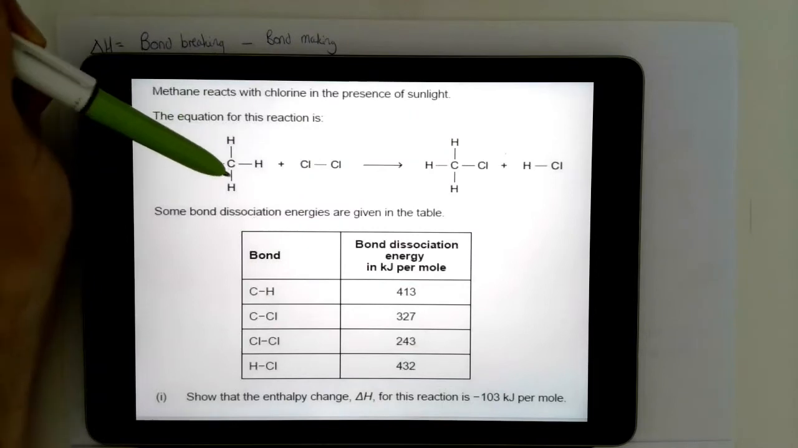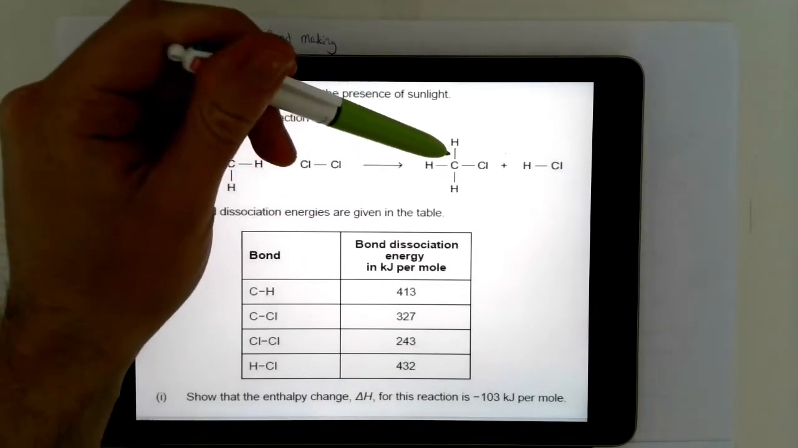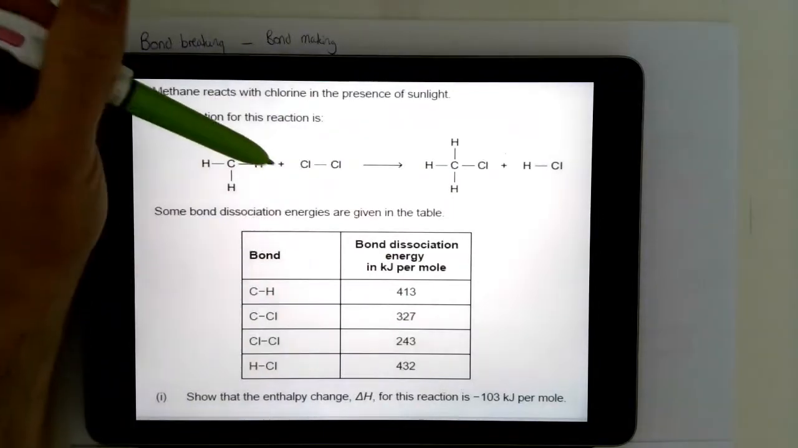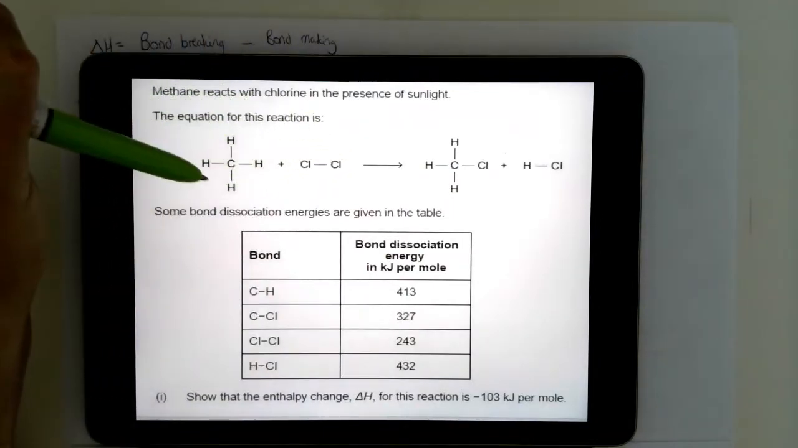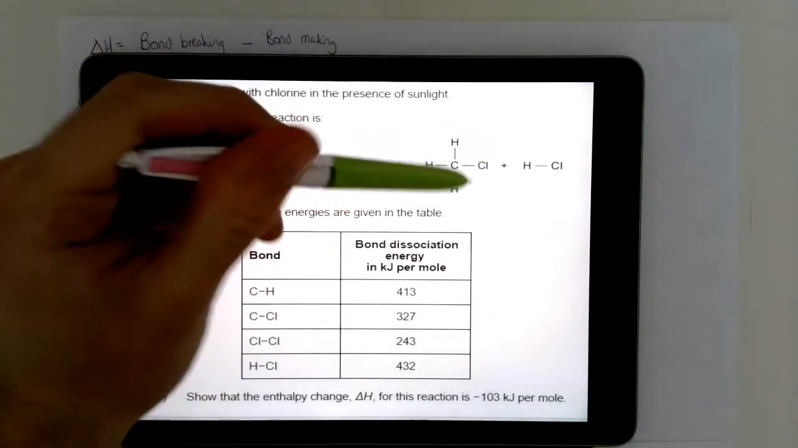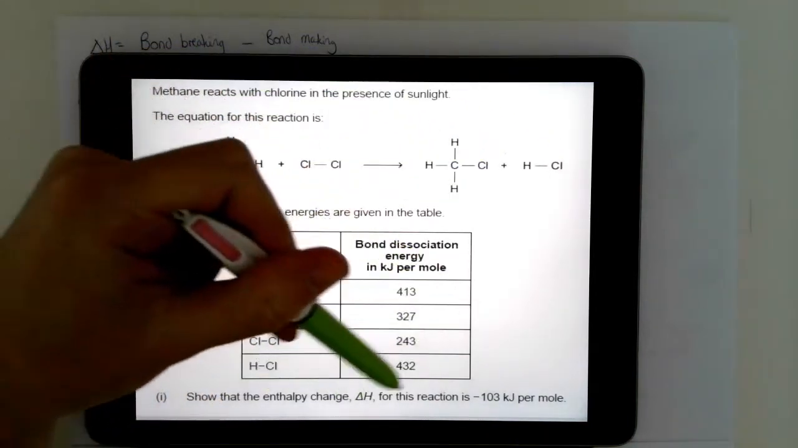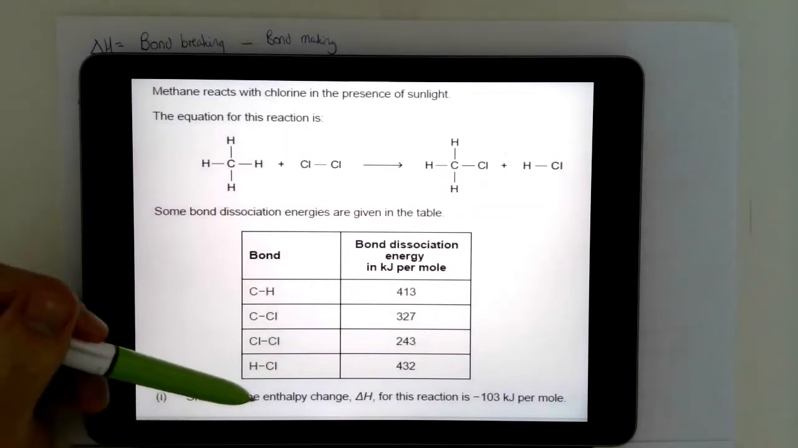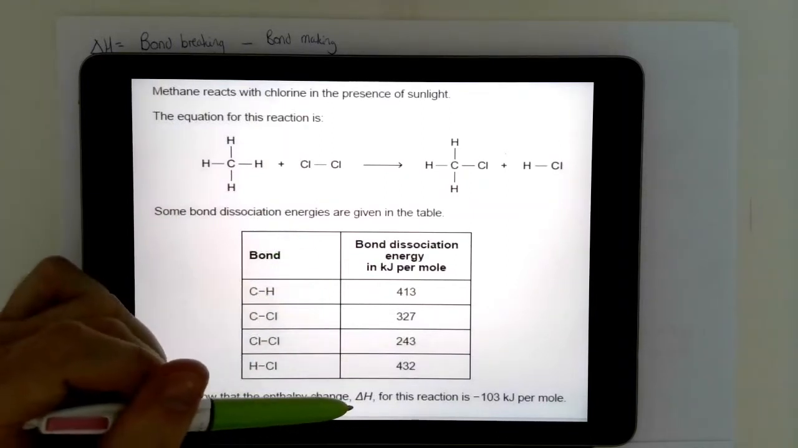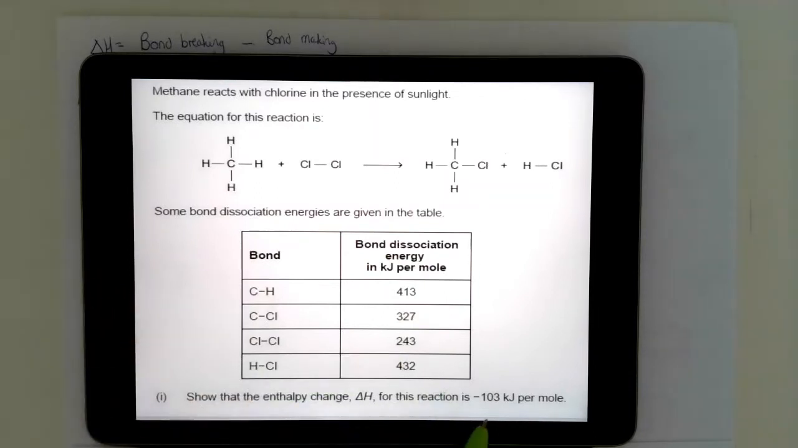So we're going to have to break those 4 bonds and that one, and then we're going to have to make these bonds there. So break these bonds on this side of the arrow and then make the bonds on the opposite side of the arrow, and they give us the bond energies there. And then the question says show that the enthalpy change or energy change delta H for this reaction is minus 103 kilojoules per mole. So they've actually told us that delta H is minus 103. It's more of a prove question, the type of questions you often get in maths, where you've got to prove that delta H in this case is minus 103 kilojoules per mole.